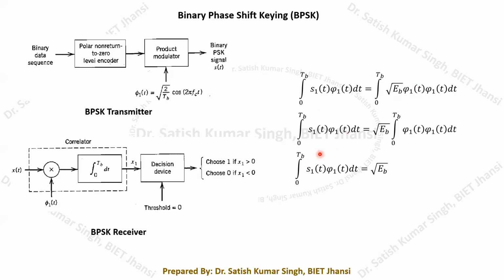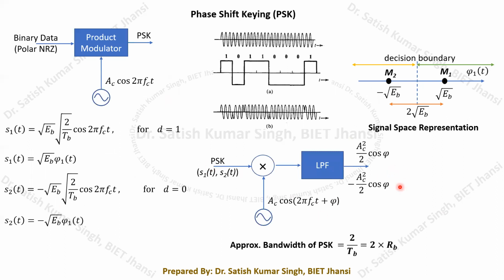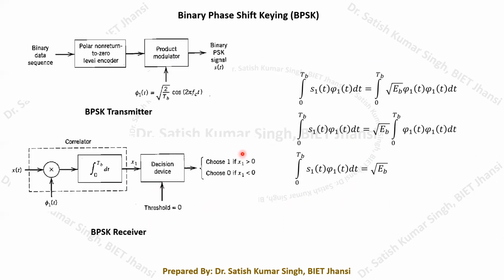So whenever the value that comes out after the correlator is greater than the threshold, it will be chosen as 1. Whenever it is less than the threshold, it will be chosen as 0. So this way we receive our signal at the receiver end. Based on this discussion, you try to understand which particular block diagram you have to choose. If you are discussing with this particular block diagram, you have to explicitly explain this way, or if you are taking this one, you have to explicitly define this way.